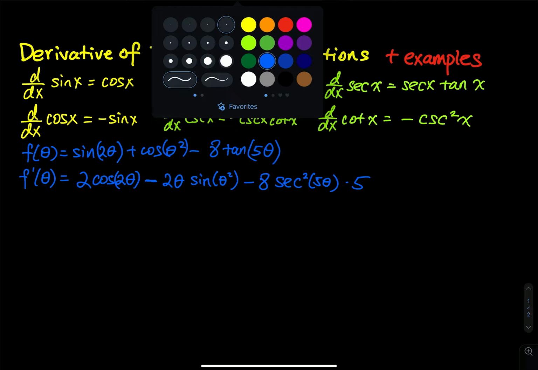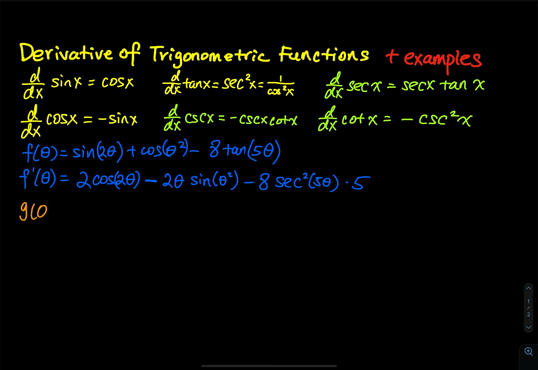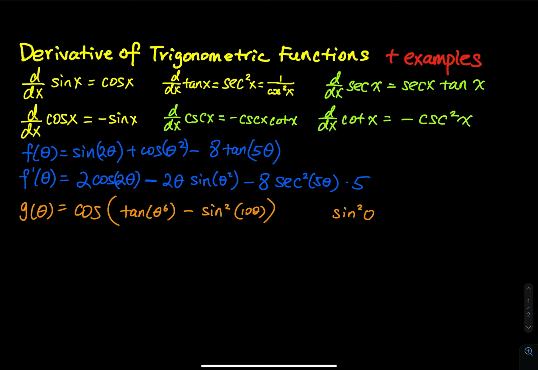The next one we have, let's use orange. The next one is g of theta equals, how about cosine? We put a lot of stuff inside the cosine. I'm going to put tangent theta to the 6th power, and I will also minus sine squared. So first of all, you have to remember from your trigonometry that sine squared of 10 theta, so sine of 10 theta.